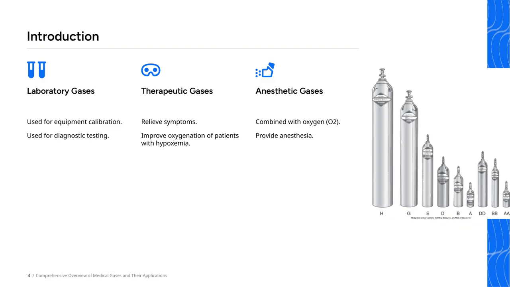Then we have laboratory gases, which are primarily used for equipment calibration and diagnostic testing. Accurate calibration ensures that medical devices function correctly, and diagnostic testing with these gases helps in identifying various health conditions precisely. Overall, these different types of gases are integral to delivering safe, effective, and high-quality medical care across multiple settings.